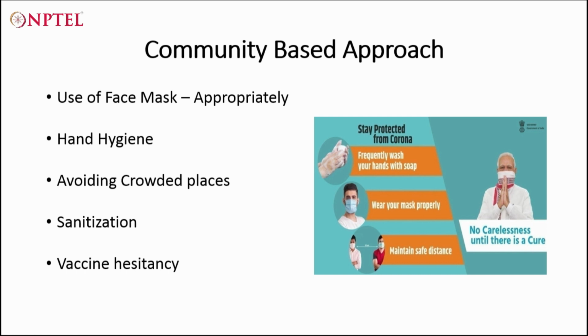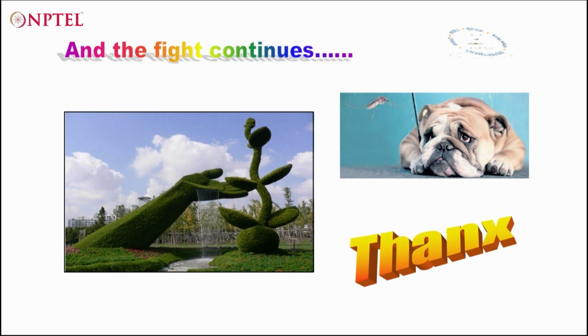Use of face masks: he advocated from the top that the face mask has to be used for the prevention of viral infection, and a proper face mask can be used. Hand hygiene is again a very important issue. Avoiding crowded places, sanitization, vaccine hesitancy, and we all know this all had a great impact on COVID-19. So, these are all community related activities which really have worked in the management of the disease.